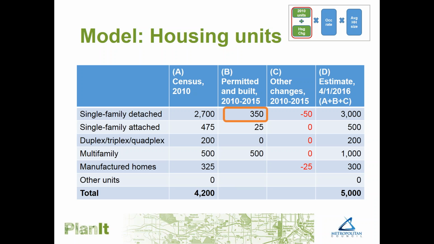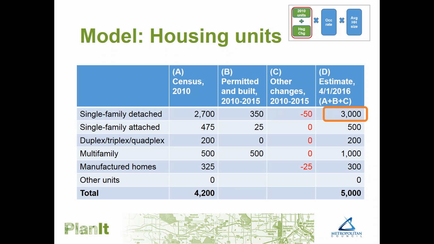And at the same time in column C, you can see that this city had a net loss of 50 single-family detached units aside from new construction. So perhaps these were torn down to build larger homes or simply demolished and not replaced. But when we add those three up, columns A, B, and C, we get to 3,000 estimated single-family detached units in this city in 2016. And it works the same way for single-family attached units or townhomes, duplex, triplex, quadplex units, and multifamily units.